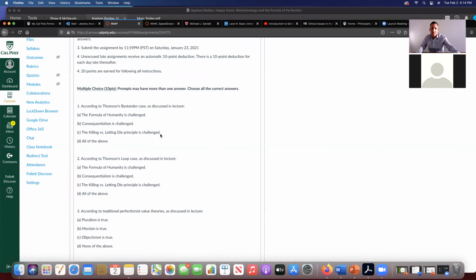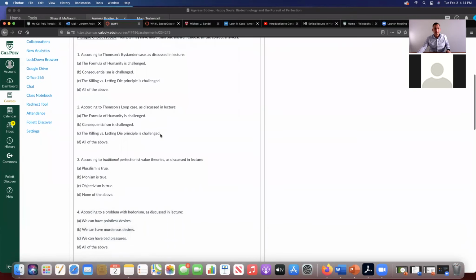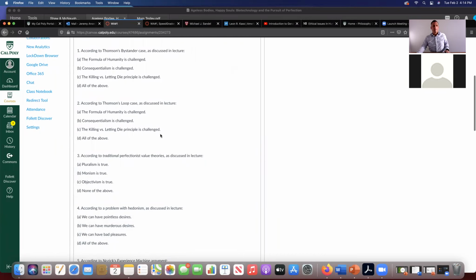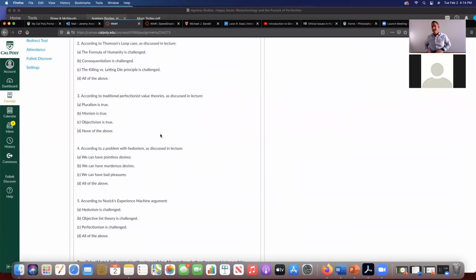As discussed in lecture, and as Thompson discussed the bystander case in her paper. 2, according to Thompson's loop case, as discussed in lecture, that's A. Her specific target with the loop case was the formula of humanity. And then 3, according to traditional, so I italicized the traditional there on purpose because when I talked about perfectionism, I talked about traditional versions of perfectionism.